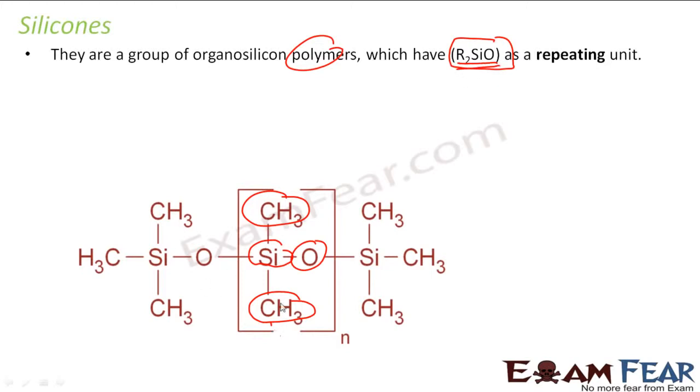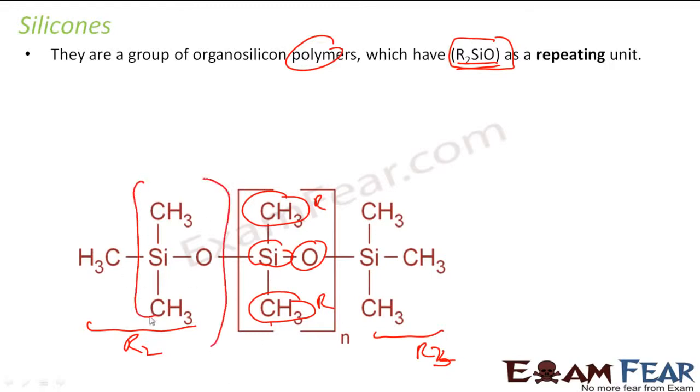There are two R's, and they have to be equal. Here both are methyl. If it is ethyl, both have to be ethyl. So these have to be equal, and SiO has to be repeating. Across different units, the R can be different, for example R2 in one unit and R3 in another, but both R's within a unit have to be the same. It has to be repeating. Here this is my methyl group and this is something else.